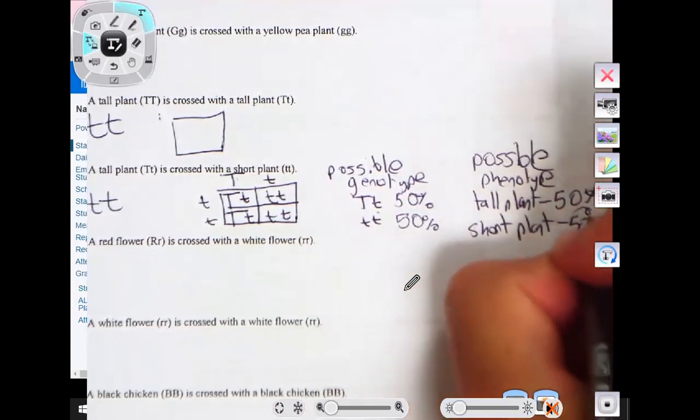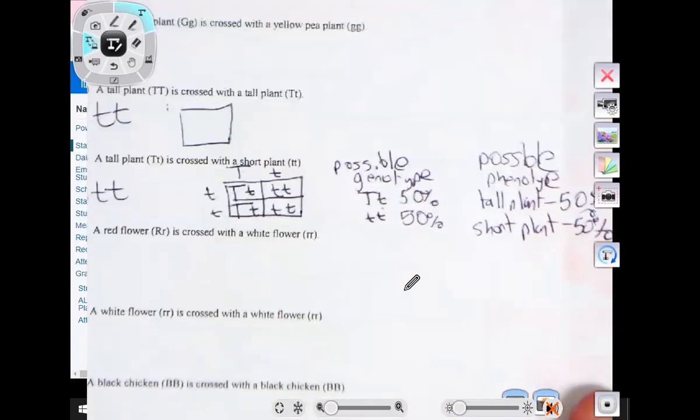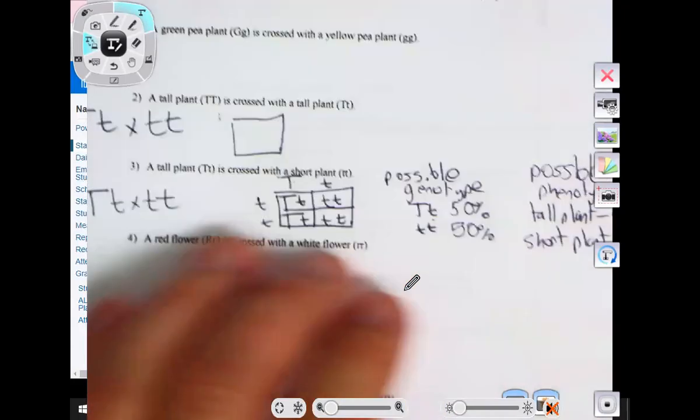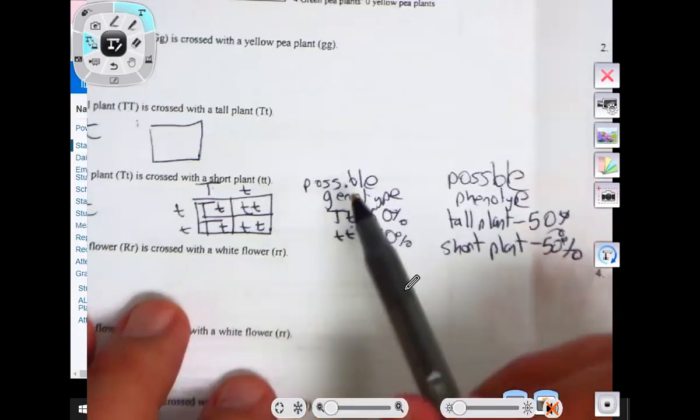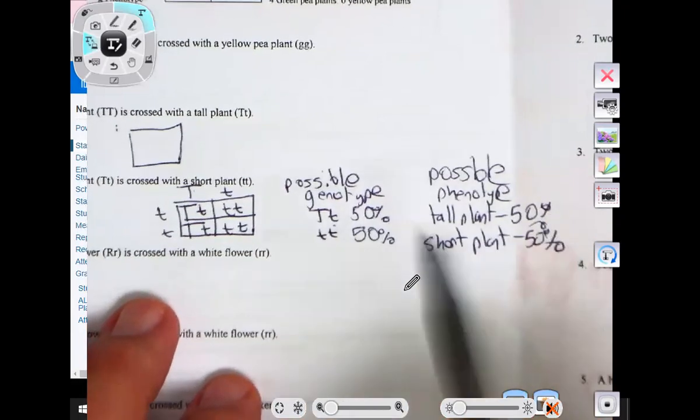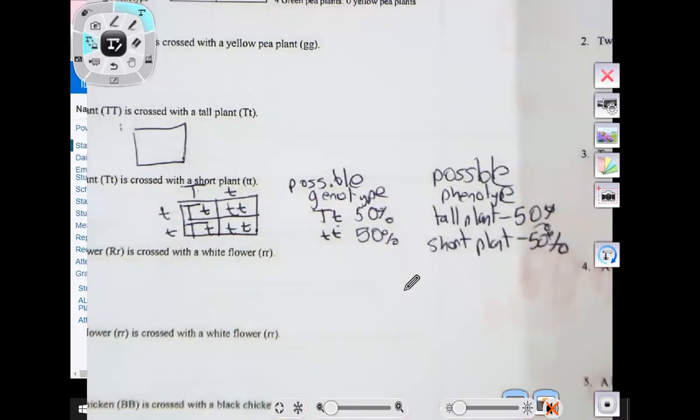All right, for homework, you're going to do the rest of these, and you're going to do those three things. You're going to do the cross, then the Punnett square, and then the possible genotypes and the possible phenotypes. That's what you're doing the whole time. Yes, every side. Okay. But what we're going to do here, I'm going to go ahead and stop this here.